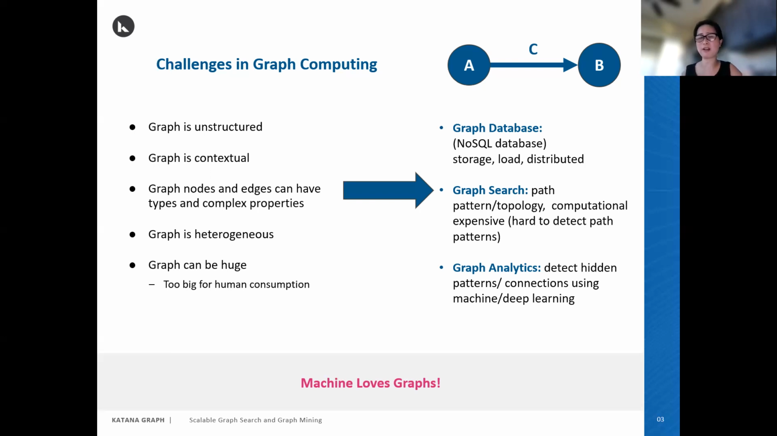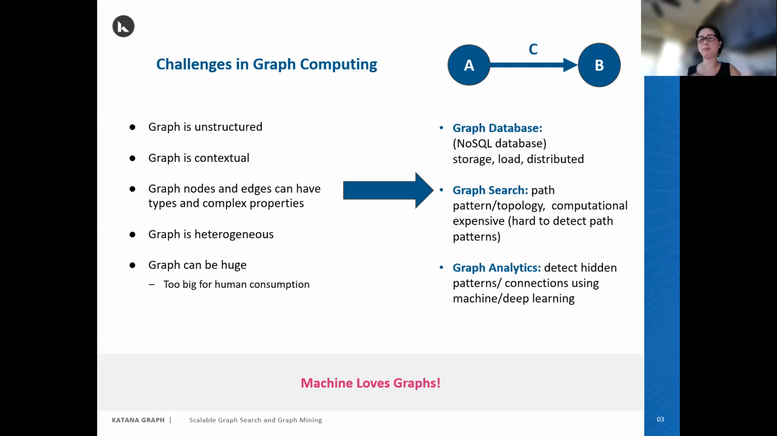With the topology of a graph, if the graph gets really big, it's very hard for a human to manually figure out the path patterns, especially when you have millions of nodes and edges in your big knowledge graph. It's very difficult to find path patterns.